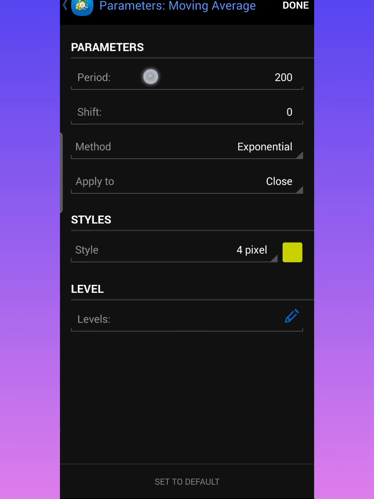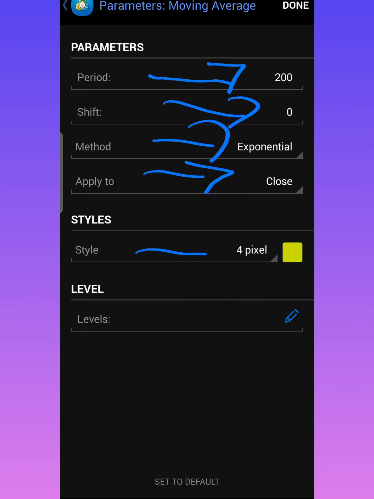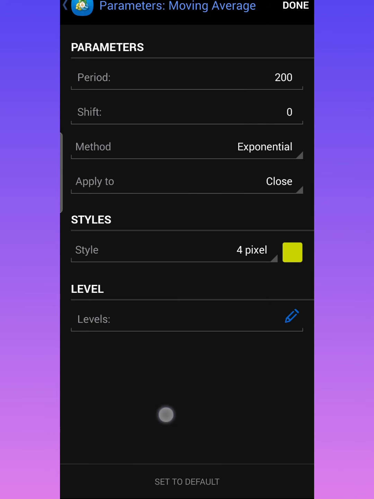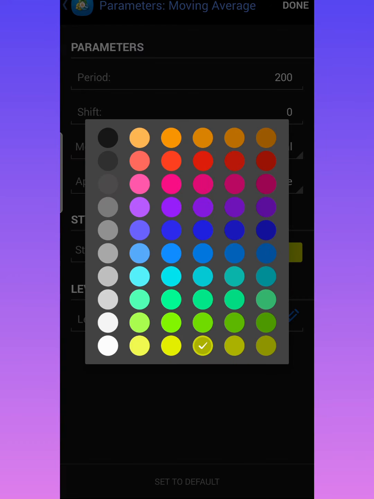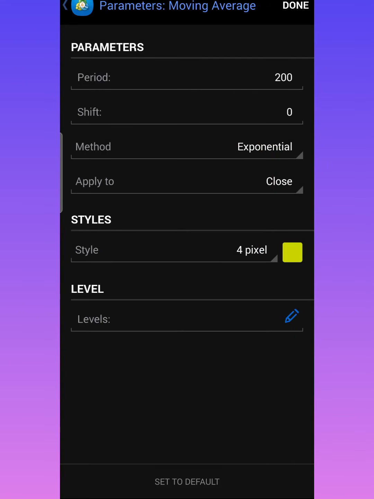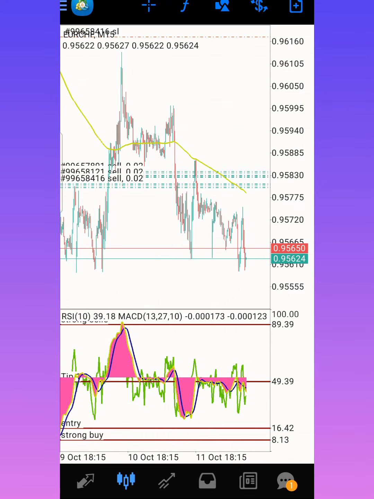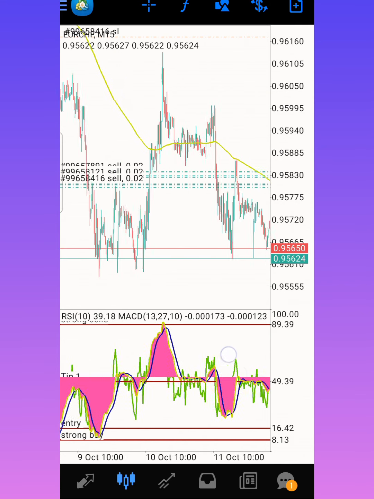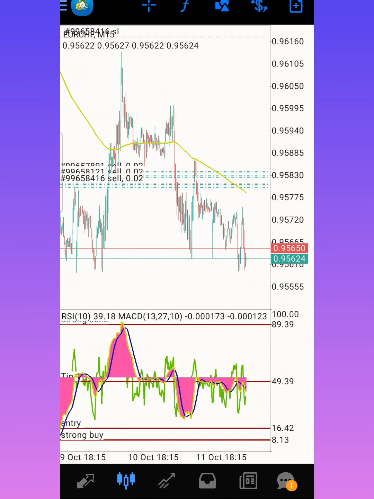and then the moving average is going to be period 200, shift is 0, method exponential, apply to close, and style 4 pixel color, it's going to be this color right here, same color, and then after that click done. That was the last one. Then your strategy is gonna look something like this, same as mine. This is how your strategy is going to be looking like.